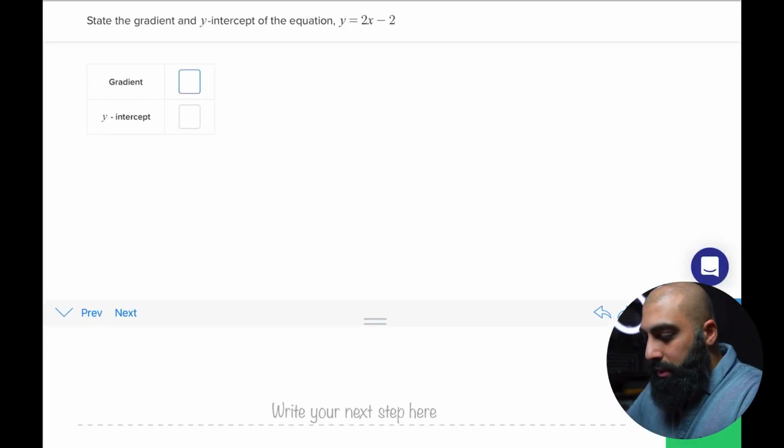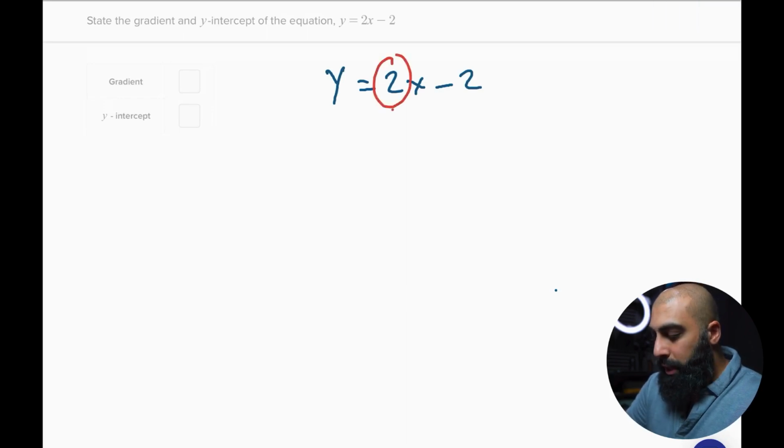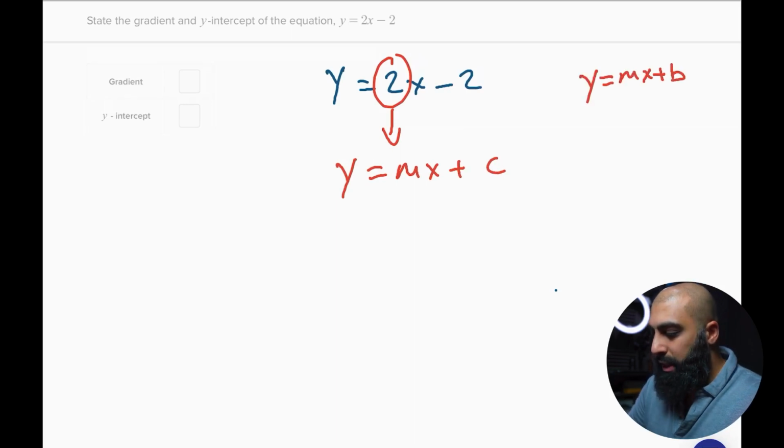So question number 1 says, state the gradient and y-intercept of the equation y is equal to 2x minus 2. First things first, we notice that y is equal to 2x minus 2. This is y is equal to mx plus c, or in some examples, y is equal to mx plus b, okay? So here, my m is the gradient. So I can write here m. This part here is the gradient. And my c is what we call the y-intercept.